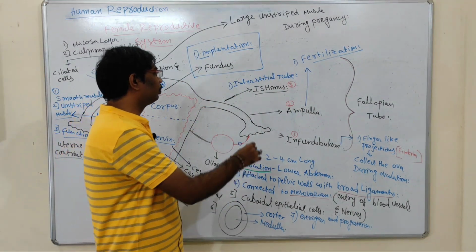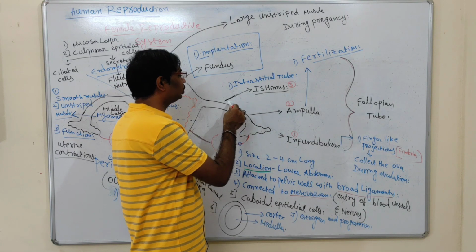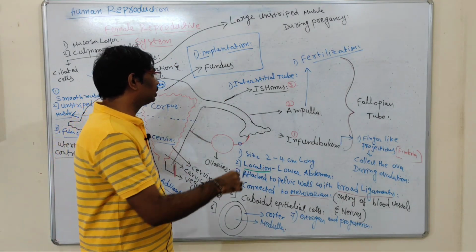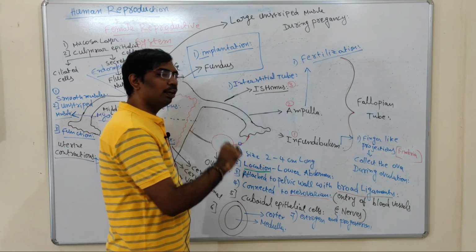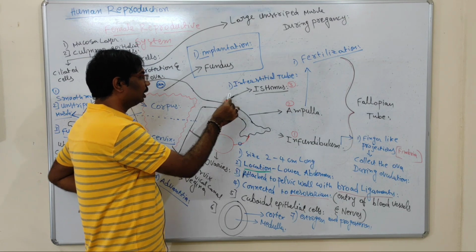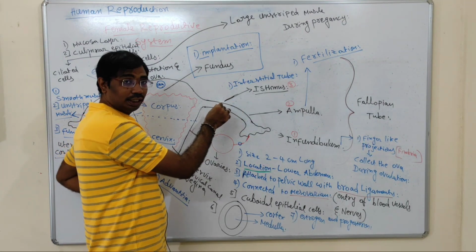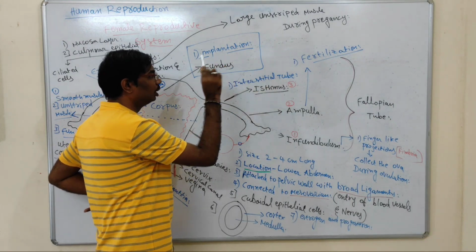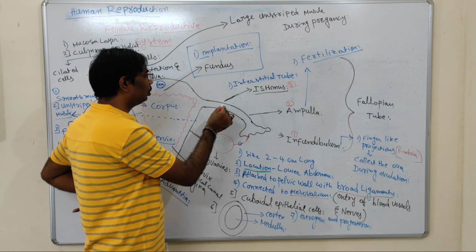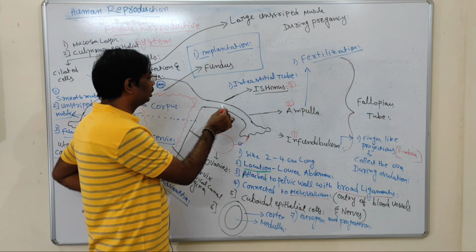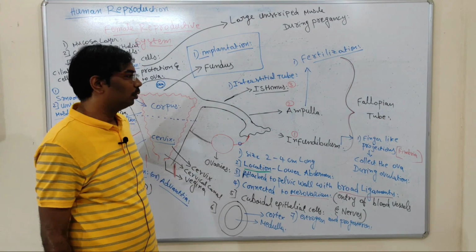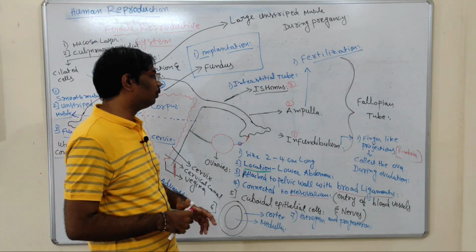After the ampulla, the next location is called the isthmus. The isthmus is the last part of the fallopian tube. The isthmus has an interstitial tube. See here the spelling, interstitial tube. With the help of the interstitial tube, the fallopian tube attaches to the uterus. So these are the three parts present in the fallopian tube.